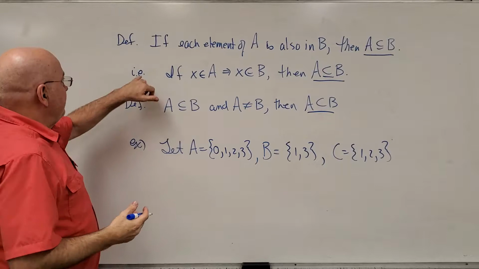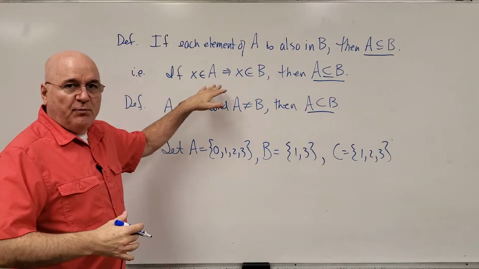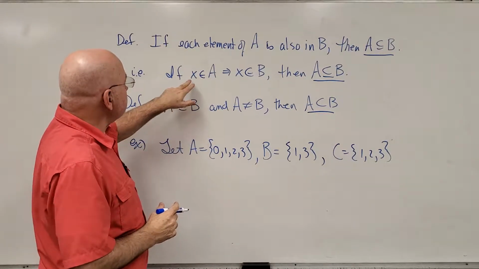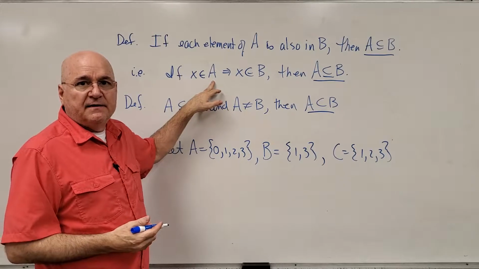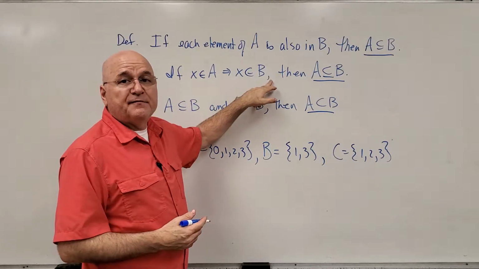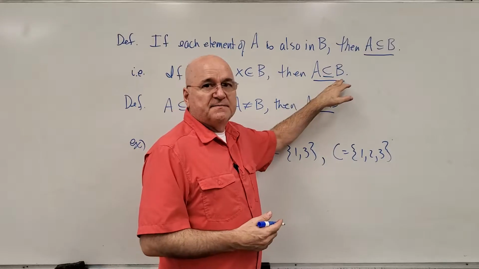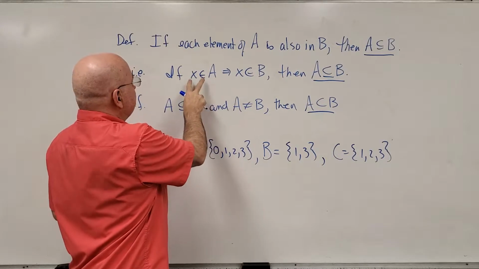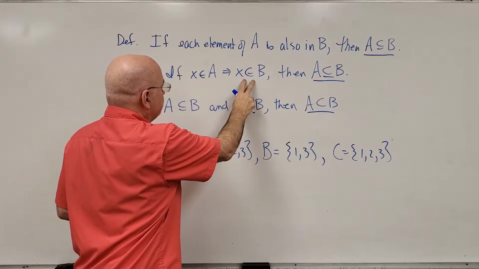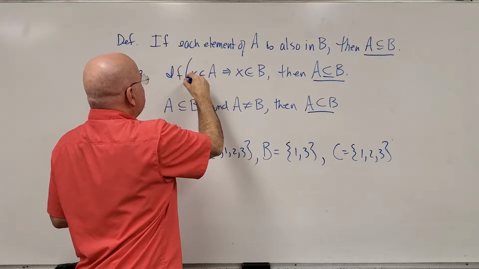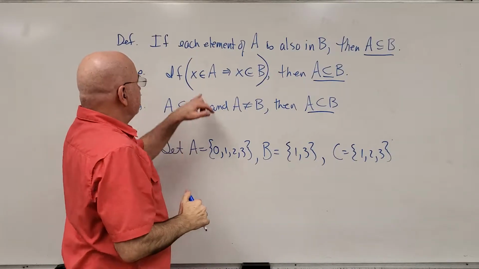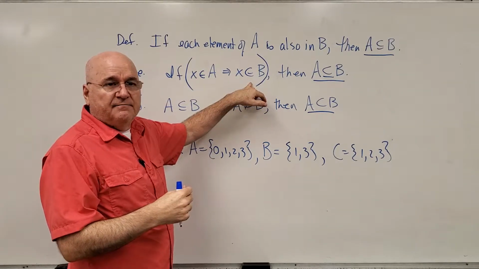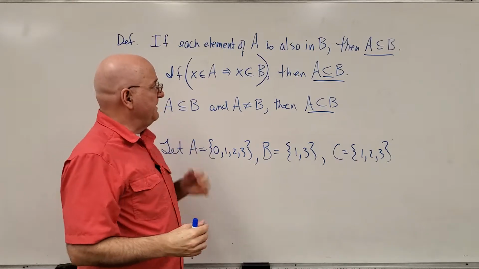Another way of saying that is just an alternative way using more mathematical symbols, which I'll define just in case you haven't seen these before. If x, an element of A, implies that x is an element of B, then A is a subset of B. If you haven't seen this logical structure, implies, it means if this is true, then that is true. So, if it is the case that a member x is in A implies that it's also in B, then we have A being a subset of B.